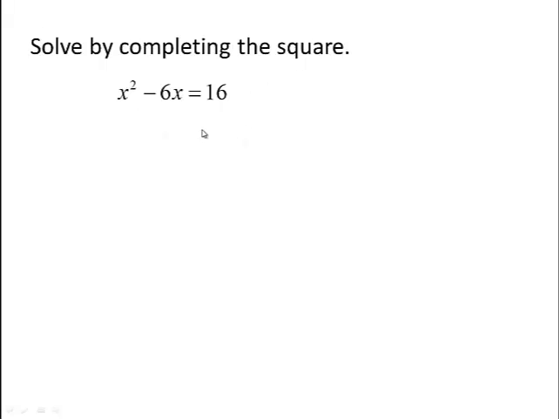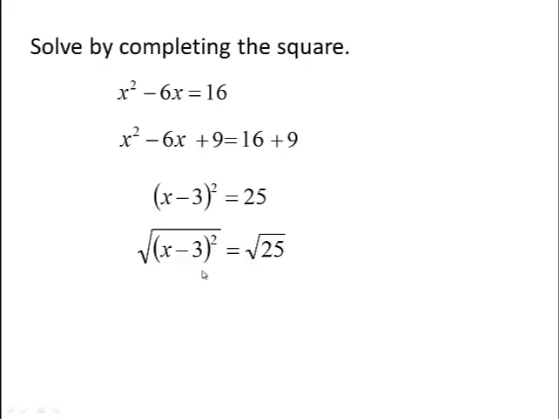Solve by completing the square. You're going to add something to this to make this a square, which is going to be half of -6 squared. Half of -6 squared is 9. Add 9 to both sides. And you get x minus 3 squared. That's this part factored. Is equal to 25. Take the square root. Taking the square root of a square gives you a plus or minus the square root of 25, which is 5 and -5. Add 3 to both of these answers to get the x's, which will give you x is equal to 8 and -2.